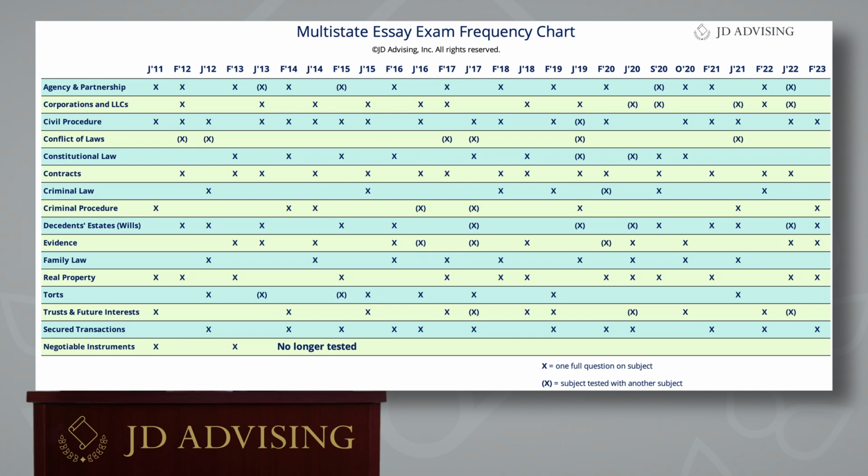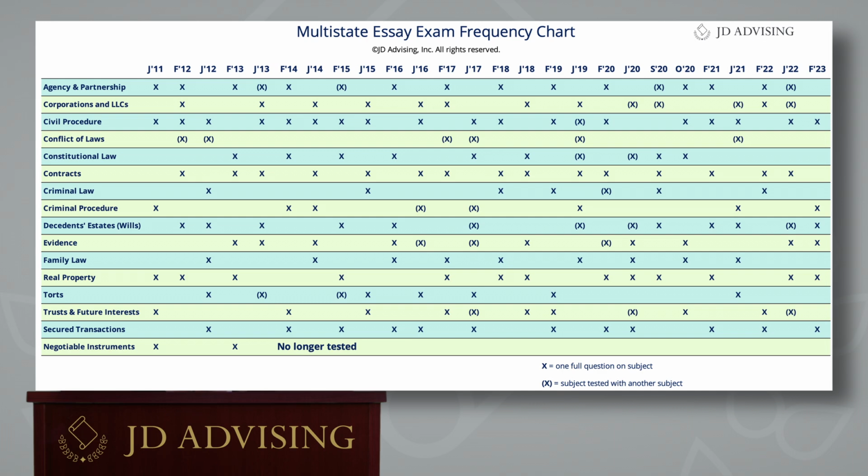For example, we discussed how conflict of laws is never tested on its own, and when it is tested, it's crossed over with another subject. The frequently crossed over subjects are civil procedure, family law, and decedent's estates. Thus, when you study conflict of laws, I would suggest starting with those issues that they like to test within the subjects that they frequently cross over.